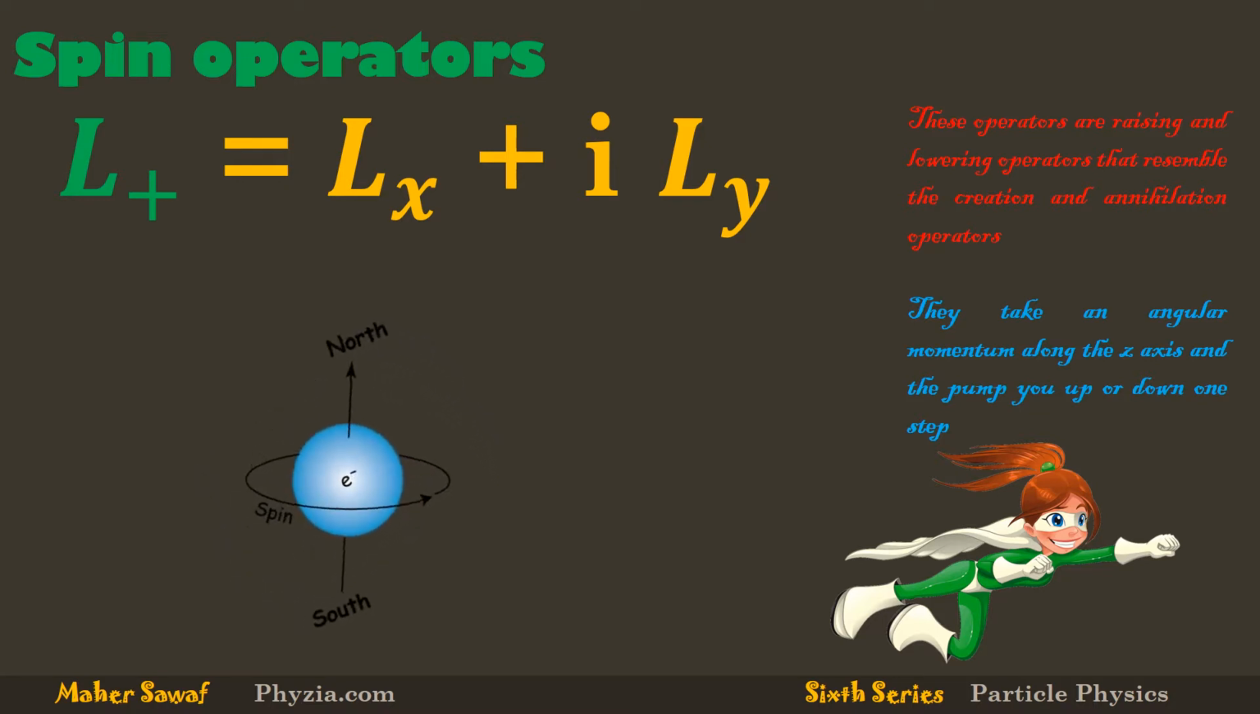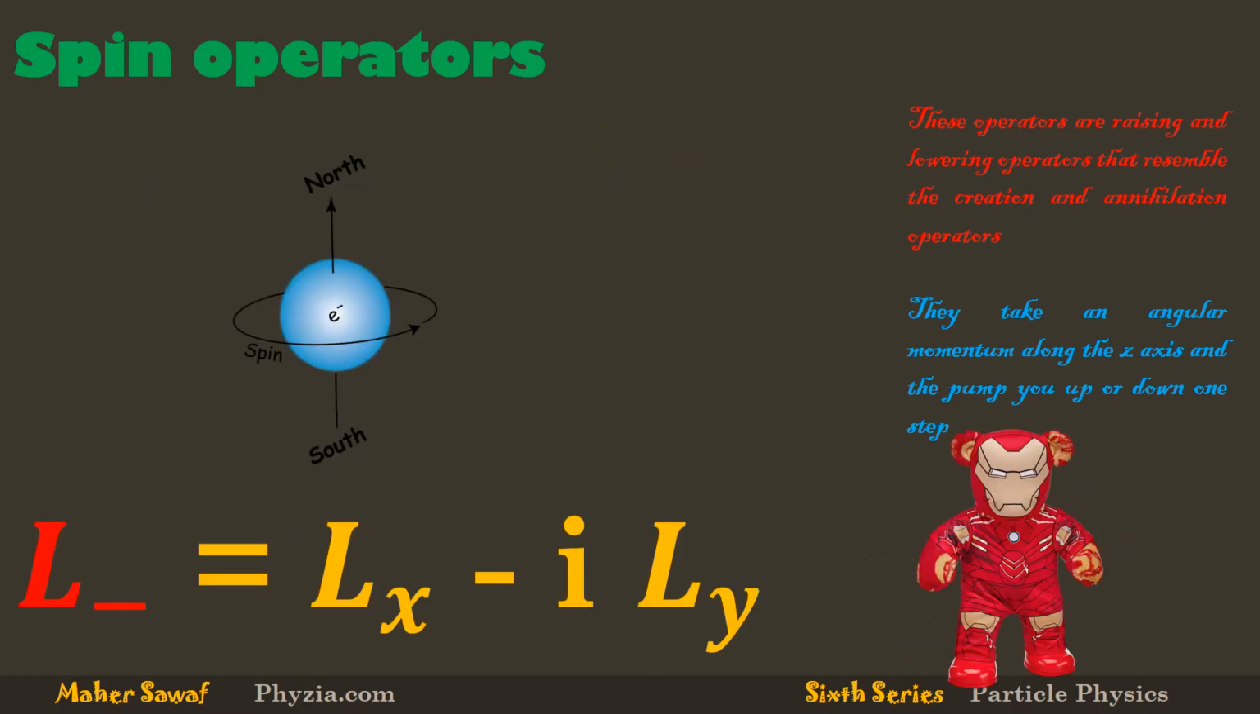We can write the relation for L+ in terms of Lx and Ly, which means we can write the raising operator in terms of the spin along the x-axis and y-axis. In a similar fashion, we can lower the spin along the z-axis by inventing the lowering operator L-, which can be represented in terms of the spin along the x-axis and y-axis.